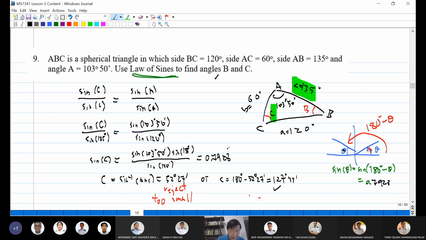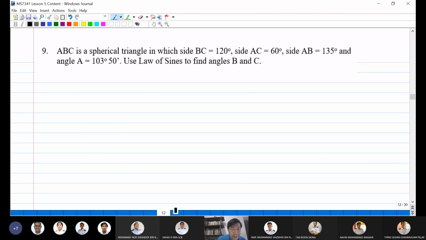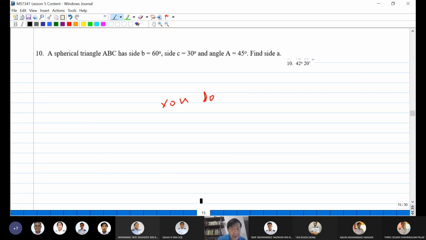Okay, let's look at question 10. Do we need to do this? Question 10, you have to do yourself, I think. So far you have question 8 you do, question 10 you do. I think you also do question 12 as well.